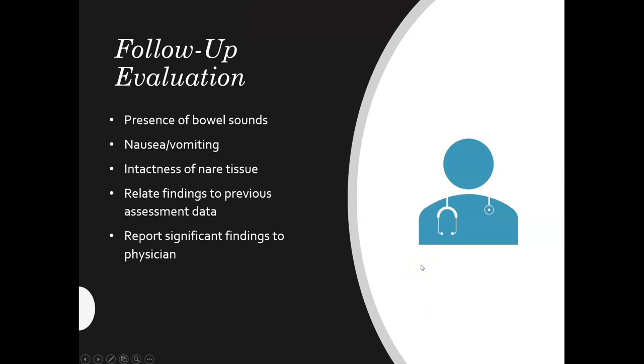All right, so follow-up evaluation. You're going to check for presence of bowel sounds, any nausea or vomiting, and intactness of the nare tissue, because the NG tube creates pressure on the nares, so you want to make sure that it's intact. Relate the findings to your previous assessment data. So if you need to compare, when they had the suction going they weren't nauseated, and now all of a sudden they're nauseated again. And then you want to report any significant findings to the physician.